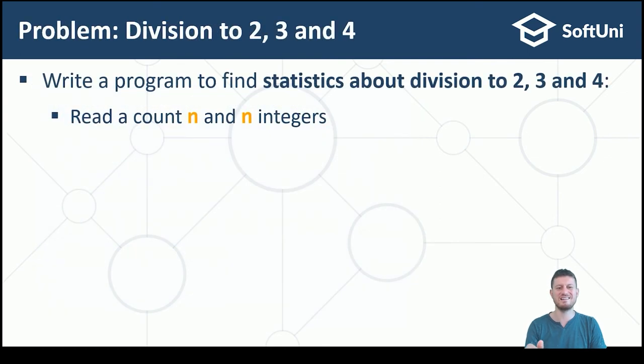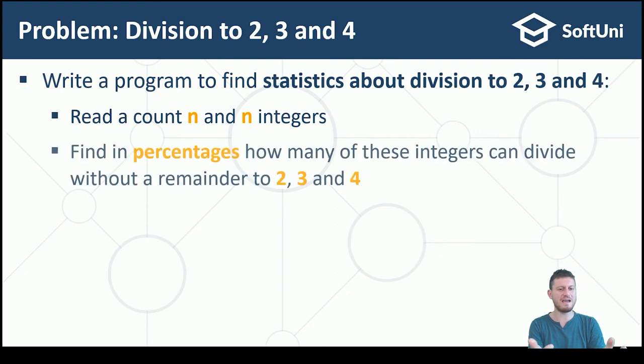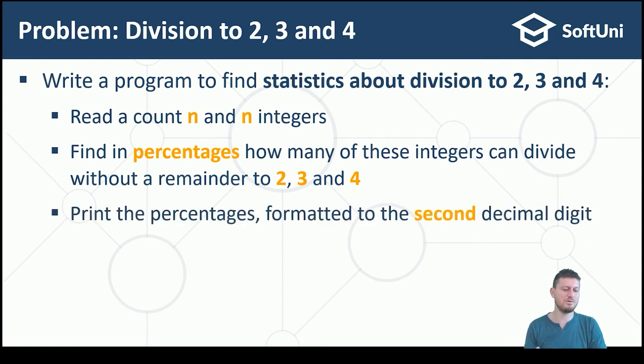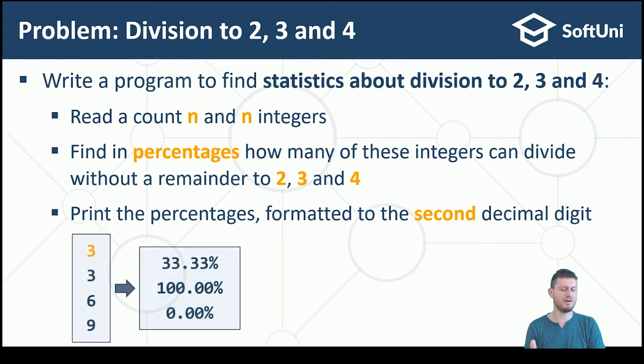So let's go ahead with the next problem, which is called division by 2, 3, and 4. This is a more interesting problem. It's about calculating statistics about division by 2, 3, or 4. We have n integers, and some of them are divisible by 2, some by 3, some by 4. Some of them can be divided by multiple of these numbers. So we want to print what percentage of these input numbers are divisible by 2, by 3, and by 4. So this is an example which will explain this better.